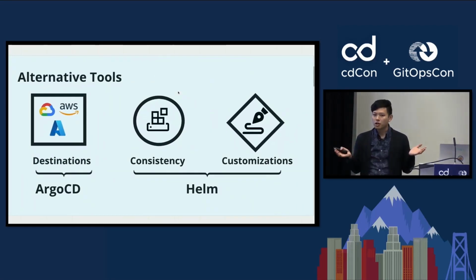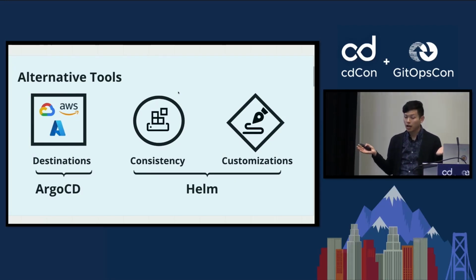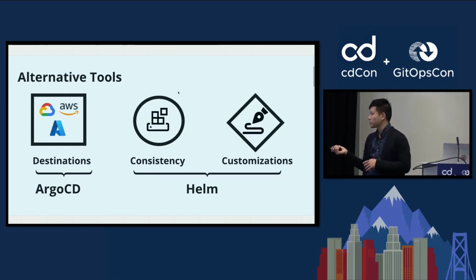Before we end off, I want to talk about alternative tools. So today I did talk about Flux and Carvel. To create those flexible destinations, you can use many other tools. Argo CD is one. I see it's very popular here today. And you could use Helm to achieve the consistency and the customizations.